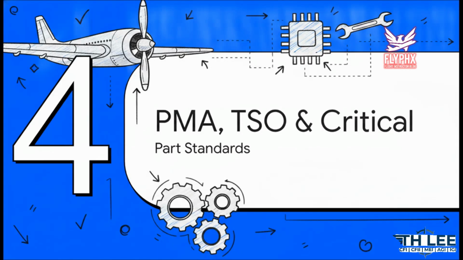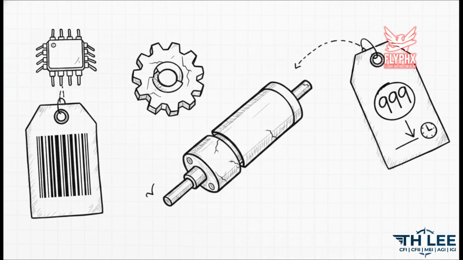Moving to Section 4, PMA, TSO, and critical parts. Let's shift our focus to the standards for aftermarket and highly stressed components. Sections 45.15 and 45.116 mandate incredibly strict tracking for these parts.